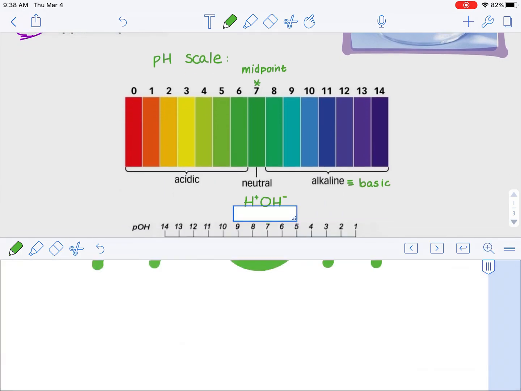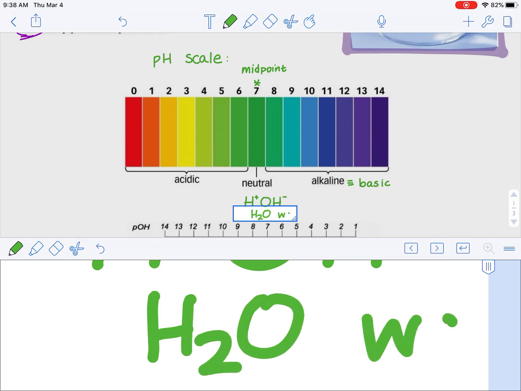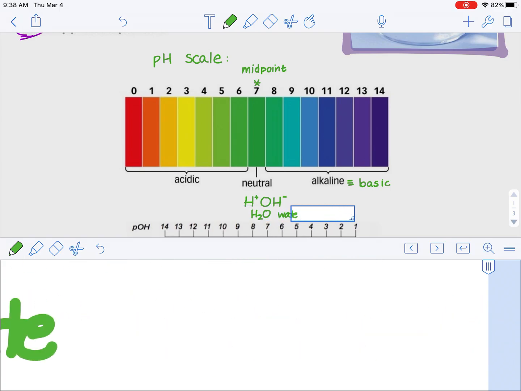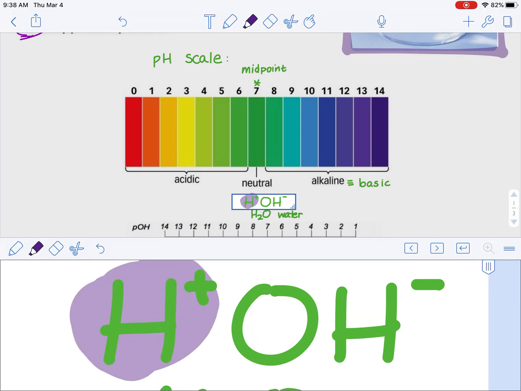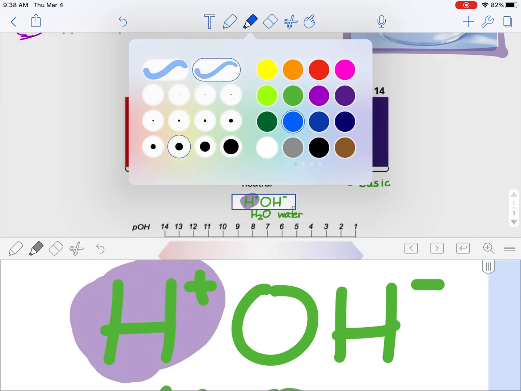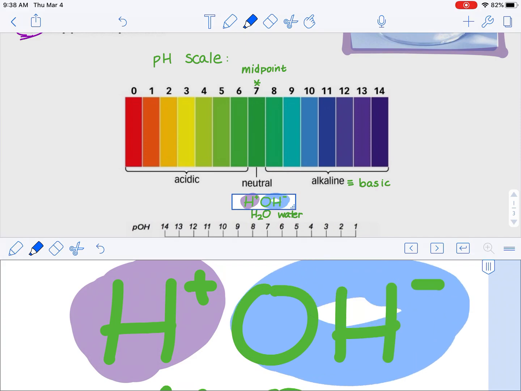When we think about the substance in our world that has the component of an acid and the component of a base, aka H2O or water, it makes sense that water is the only neutral substance that we have in our universe. And again, that's because it has the components of an acid and it has the components of a base.